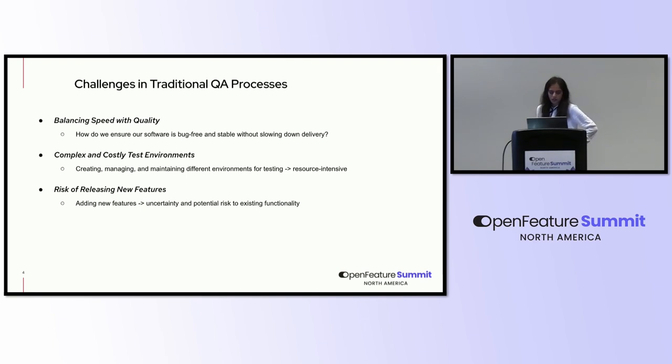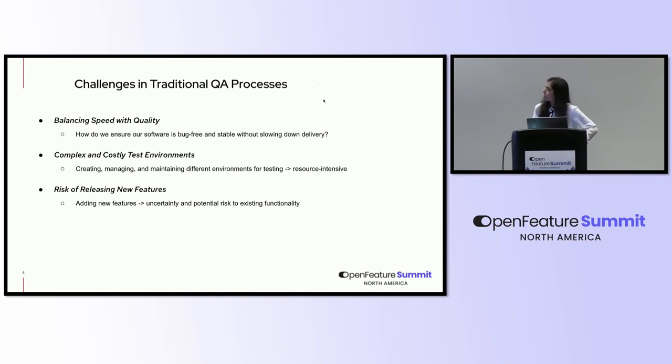And lastly, there's the risk of releasing new features. Adding new features often introduces uncertainty and potential risk to existing functionality, right? Especially in agile and iterative development. Rolling out a feature to users without comprehensive testing can lead to unexpected problems that impact users or destabilize the application. So managing this risk while maintaining innovation is a top priority for QA and development teams, right?